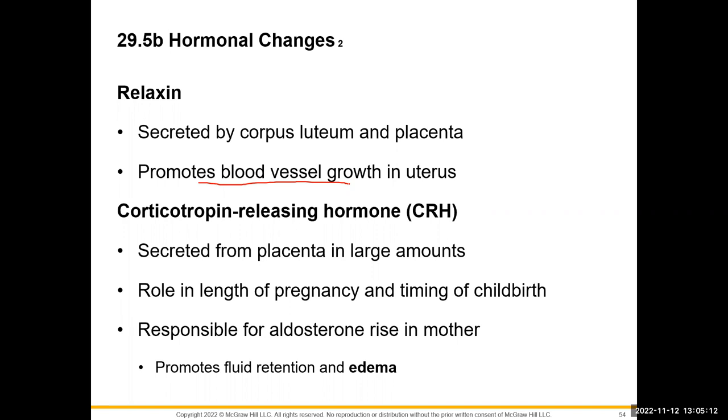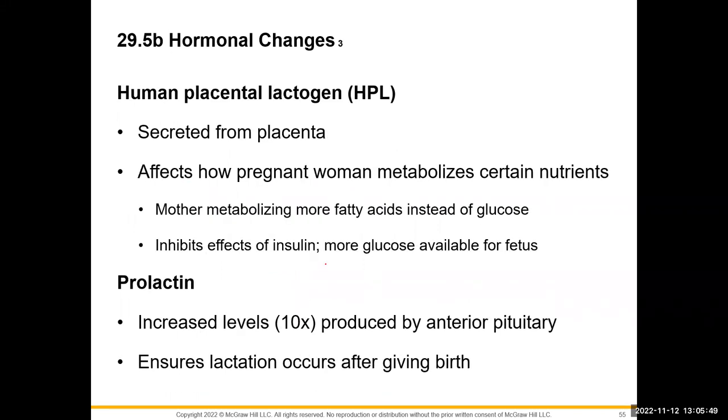And so relaxin is produced by both the corpus luteum and the placenta. Another hormone, CRH, corticotropin releasing hormone, comes from the placenta here. This is going to play a role in aldosterone release, so unfortunately, this will cause fluid retention and edema. We talked about that in our fluid balance chapter, and aldosterone's role in that. But this corticotropin releasing hormone is also going to help regulate the timing of when the child will be born.